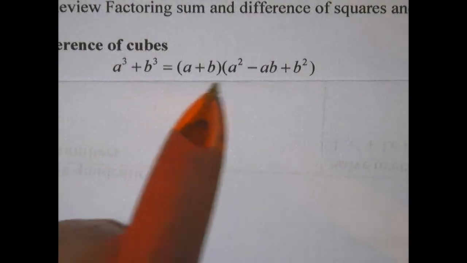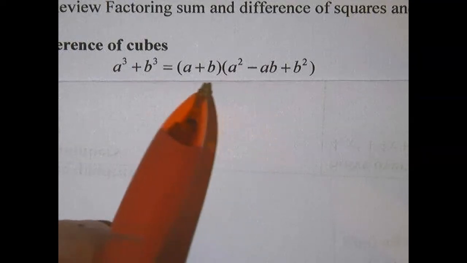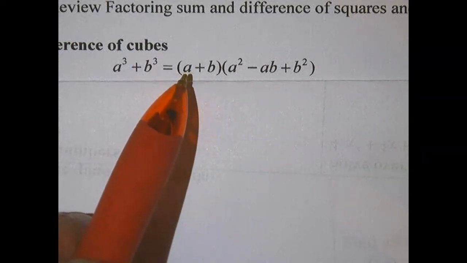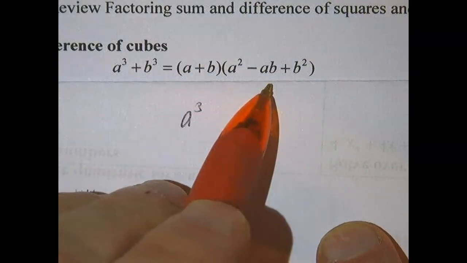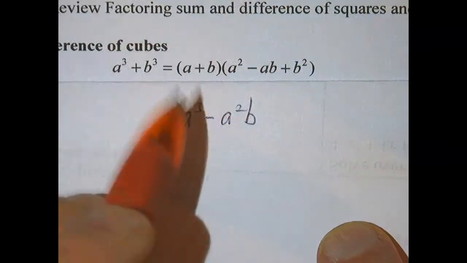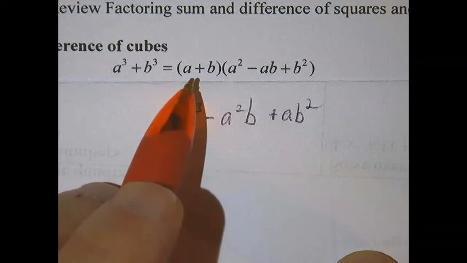So what I want to do is multiply the right side and see what I get. Okay, so I'm going to distribute the a first. So a times a squared is a cubed. A times negative ab is negative a squared b, so minus a squared b. And then a times b squared, so plus ab squared. I've distributed the a. Now I'm going to distribute the b.